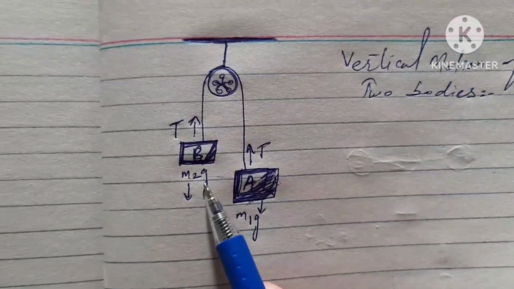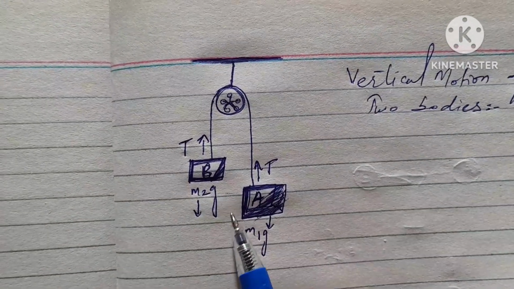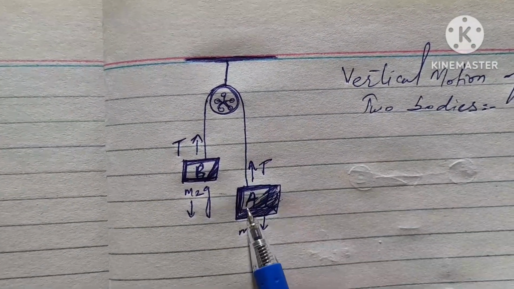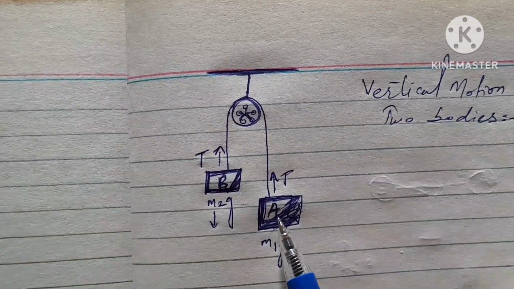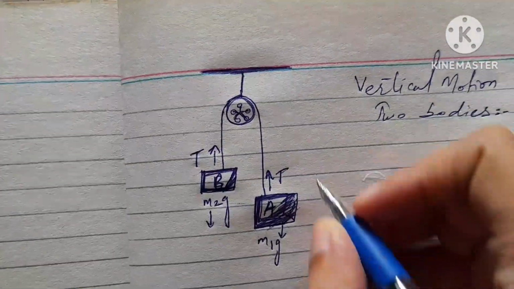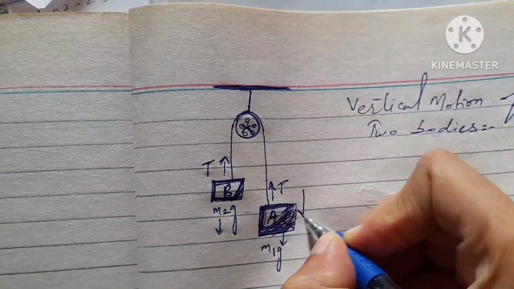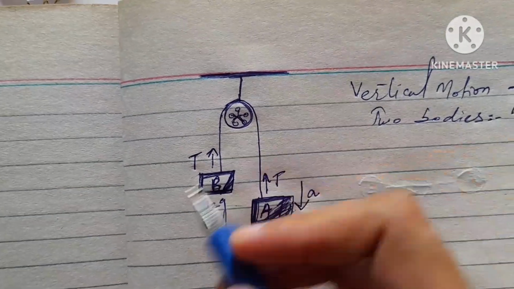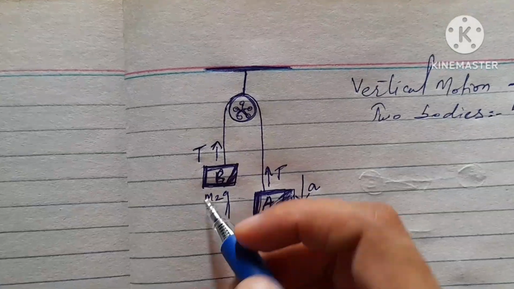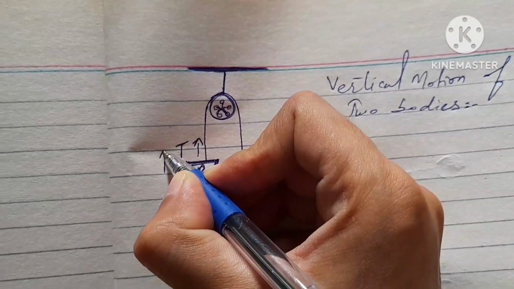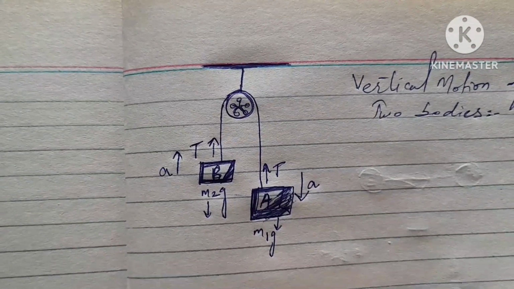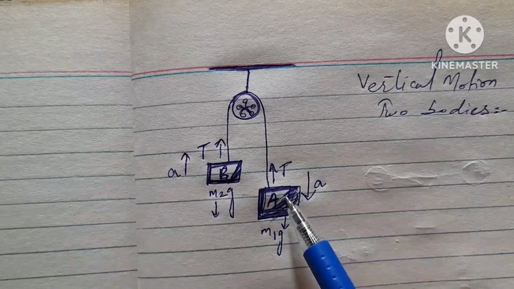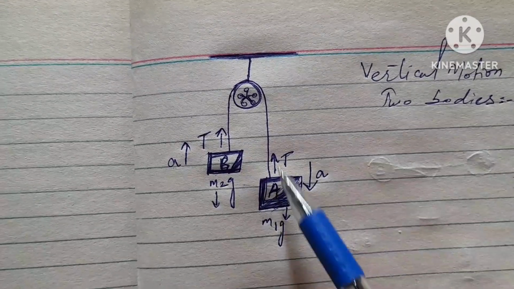Body A is heavier, so it moves vertically downward with acceleration a, and body B is smaller and moves in the upward direction with acceleration a. Now find the net force acting on bodies A and B.